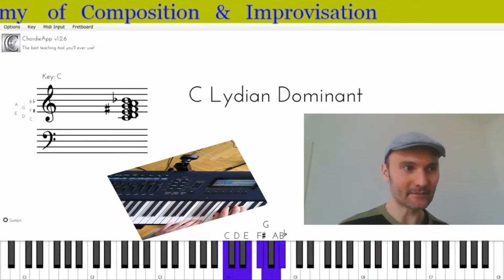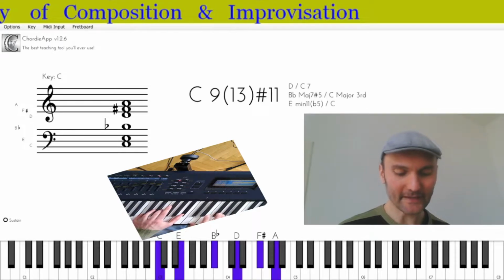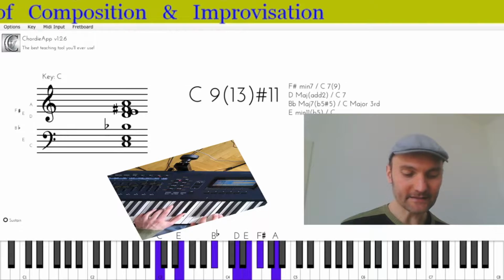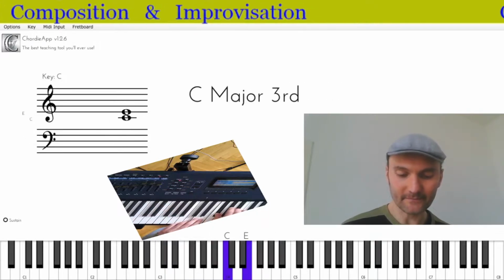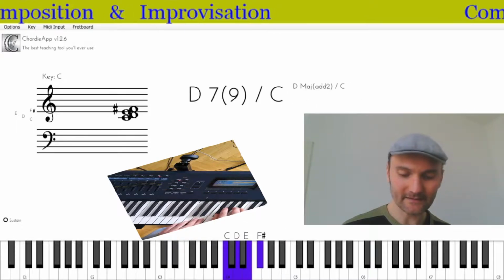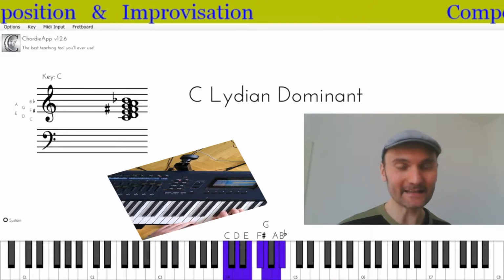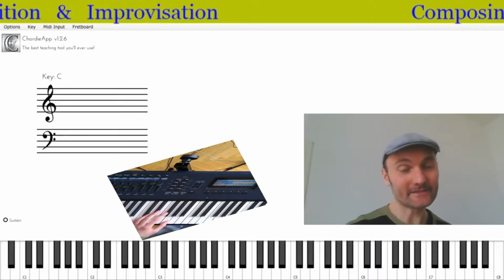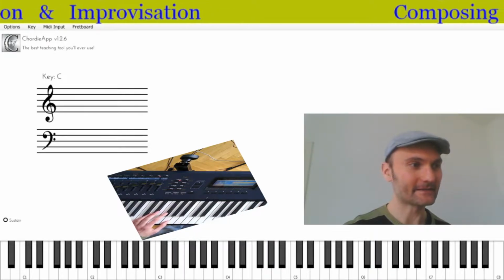C Lydian dominant, you see? So we have F sharp, we have B flat here, E and C. And then we fill our gaps with notes and we get the second scale. So now we know our chords and scales and we could improvise something. So let's start.